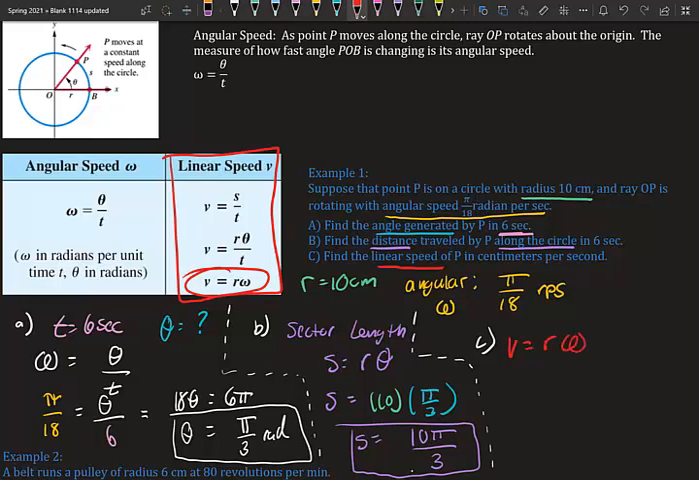So let's go ahead and plug in what we have. We have v equals the radius, which is 10, times our omega, which was pi over 18. We simplify and we get v equals 5 pi over 9 centimeters per second.